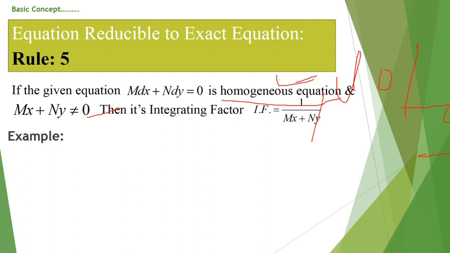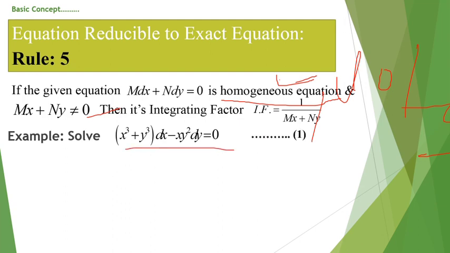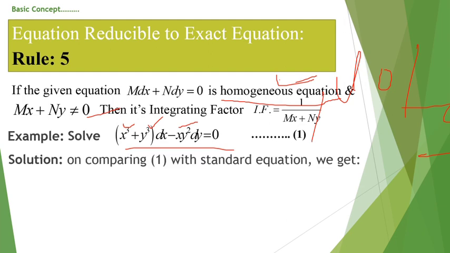So, an example based on this: solve x cube plus y cube dx minus xy square dy is equal to 0. Let it be equation 1. First identify whether it is homogeneous or not. x cube, y cube and xy square all have degree 3. So this is a homogeneous differential equation.